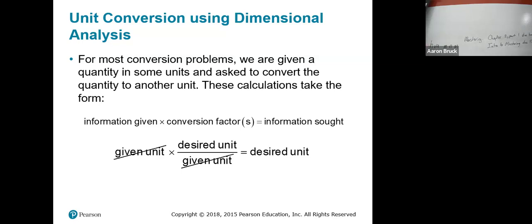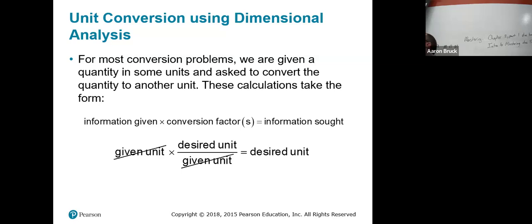You get the same number. What happens when you divide a number by 1? You get the same number. That's the principle that dimensional analysis is built on. Because the numerator and the denominator are equivalent to each other, it's like we're multiplying by 1. Even though we're not multiplying by 1, it's like we're multiplying by 1 because the two values are the same.